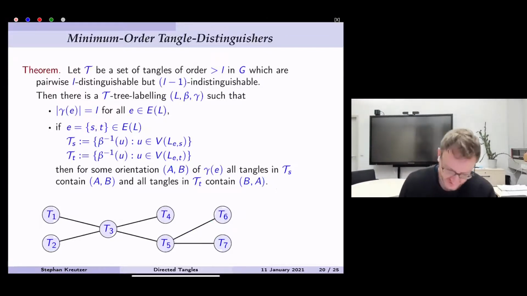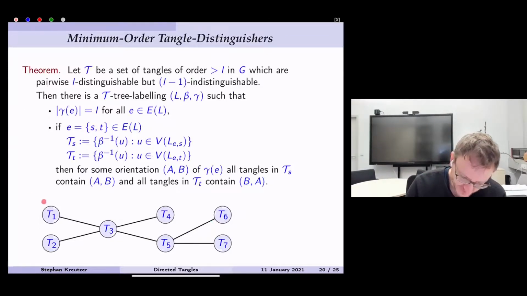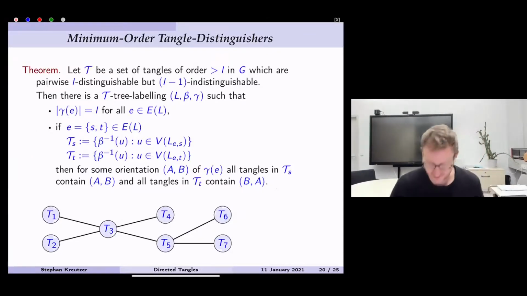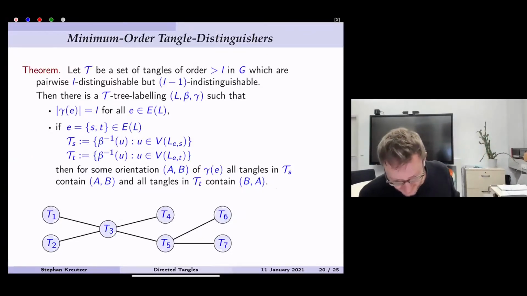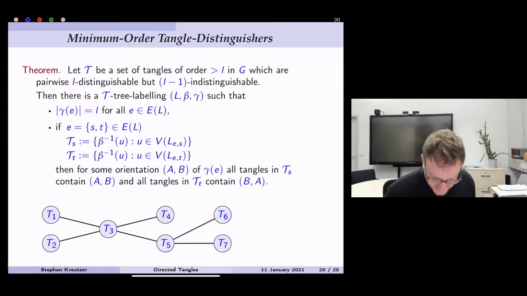Okay, and if you do this, then you get this tree labeling here. That's just the properties that we want. And it's not very hard to verify then that you have these special conditions here, that every edge actually separates every tangle on its left side from every tangle on the right side.